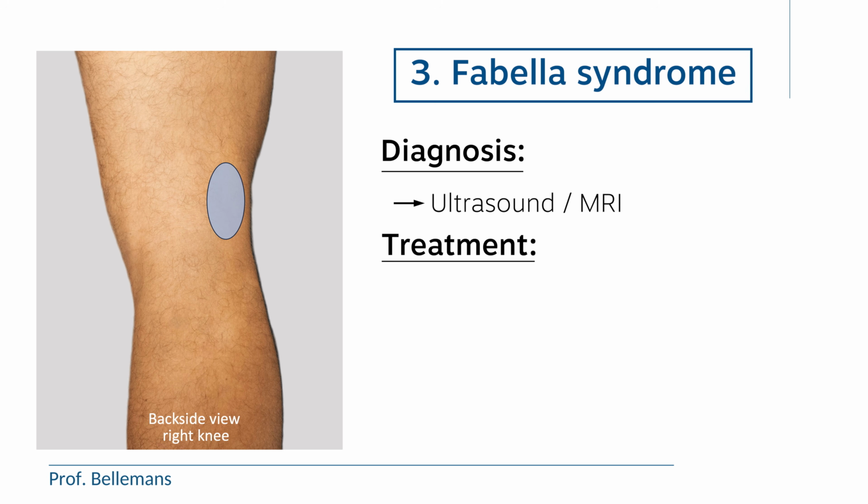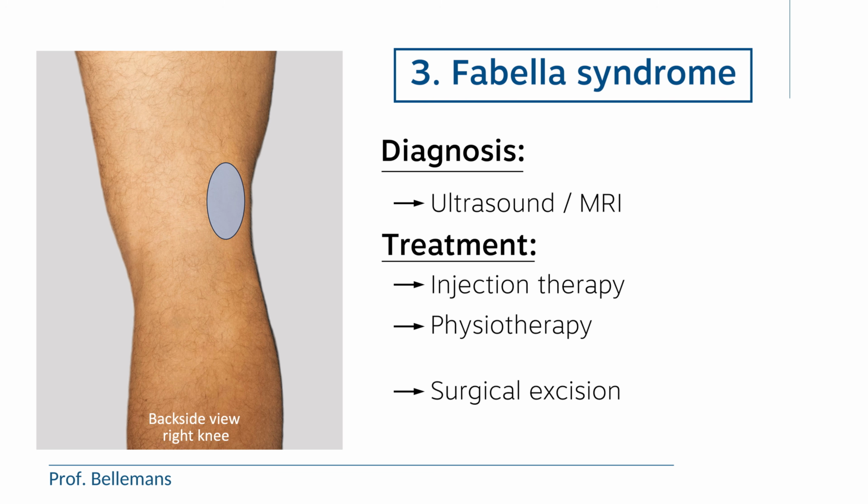The treatment consists of local injection therapy with anti-inflammatory medication combined with physiotherapy, and usually this is sufficient to heal the inflammation. In more severe or recurrent cases, surgical excision of the fabella is sometimes required. In some cases, the fabella is more fibrous than osseous, and then the diagnosis is more difficult and can be missed. The treatment is, however, exactly the same as for an osseous fabella.